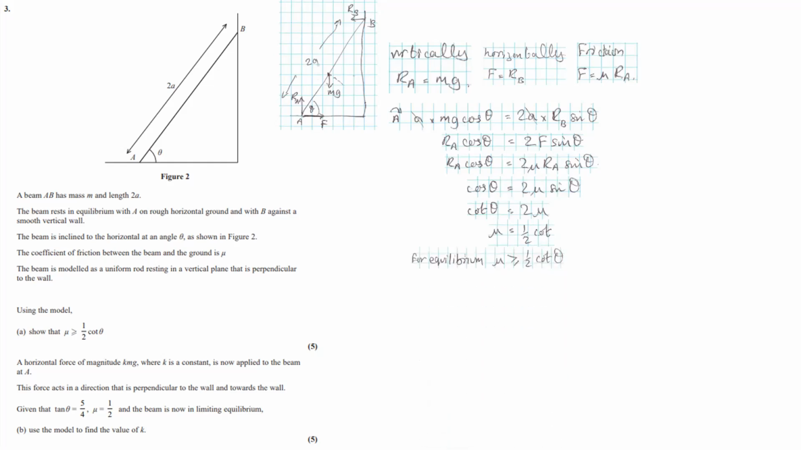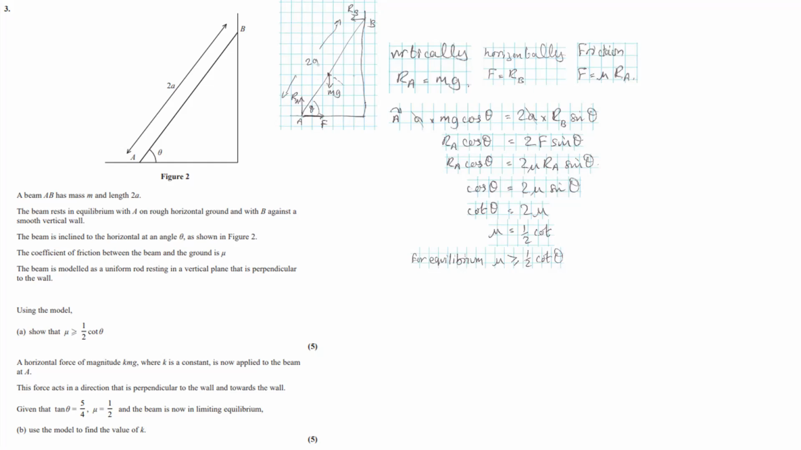And at equilibrium, the F is greater than or equal to mu R. So you can just state that. It's a little bit confusing with the F and the mu R, but for equilibrium, mu has to be greater than a half cot theta. So that was part A done for 5 marks.